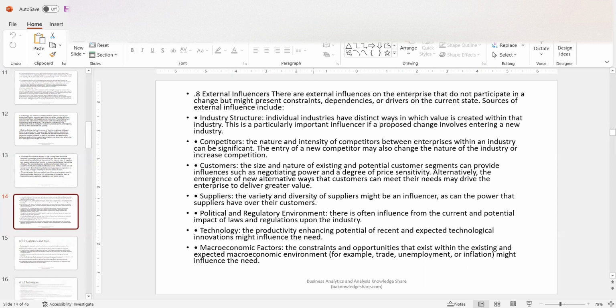Suppliers. The variety and diversity of suppliers might be an influencer, as can the power that suppliers have over their customers. And there's the political and regulatory environment. There's often influence from the current and potential impact of laws and regulations upon industry. Technology, the productivity enhancing potential of recent and expected technological innovations, might influence the need. Macroeconomic factors, constraints and opportunities that exist within the existing and expected macroeconomic environment. For example, trade, unemployment, and inflation might influence the need.